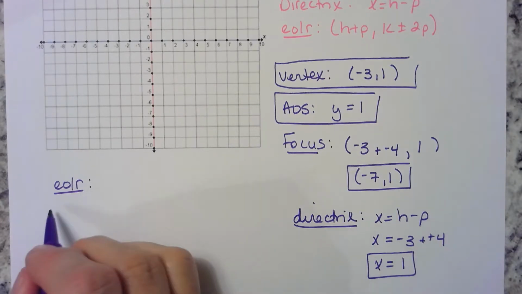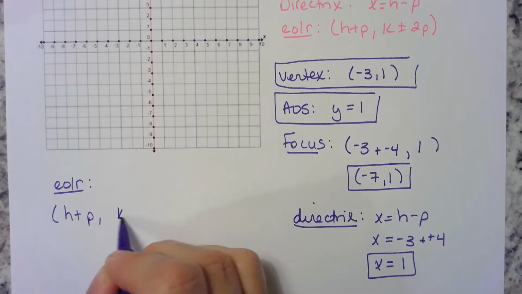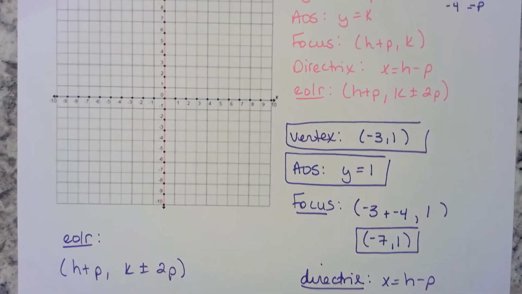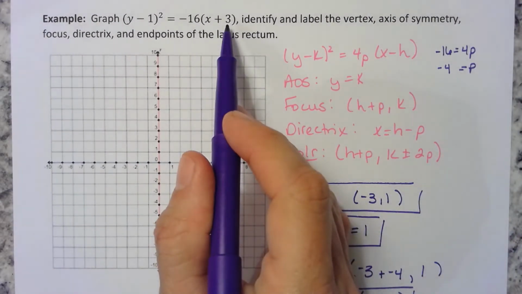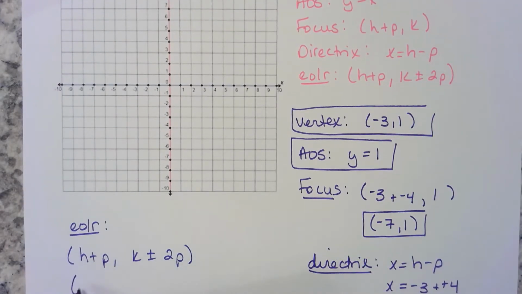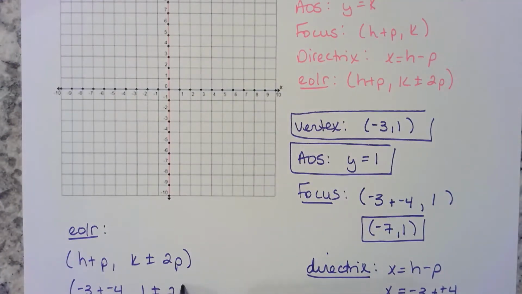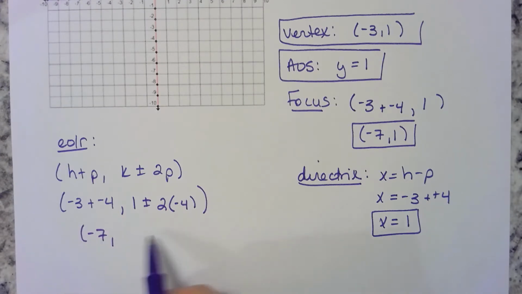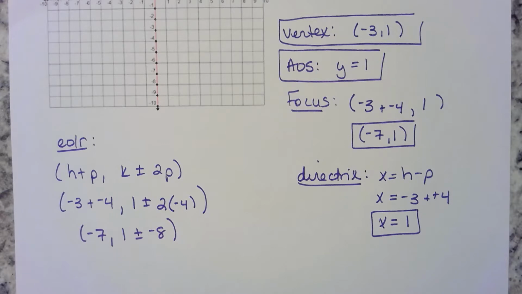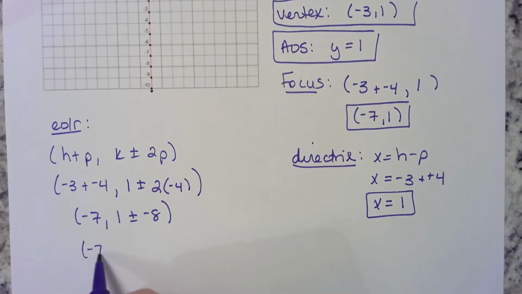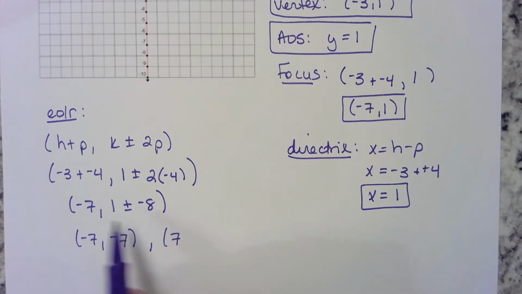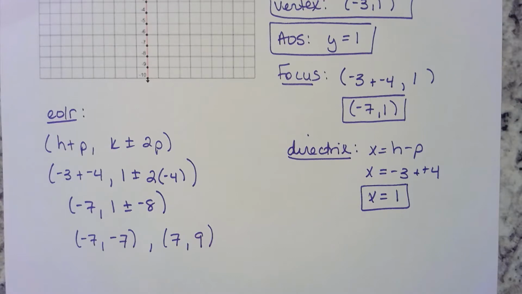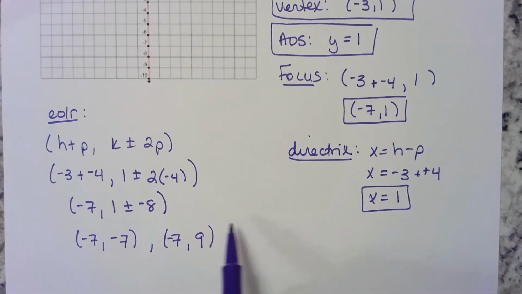And then we need the endpoints of the latus rectum. And that's going to be h plus p and k plus or minus 2p. So our h is negative 3, p is negative 4. And then we have k, which is 1, 2 times p, which is negative 4. So this gives us negative 7 and 1 plus or minus negative 8. Well, that's kind of weird, right? So we'll have negative 7 and 1 plus negative 8 is negative 7. Then we'll have negative 7 and 1 minus negative 8 is 1 plus 8, or 9. So negative 7, 9, and negative 7, negative 7.